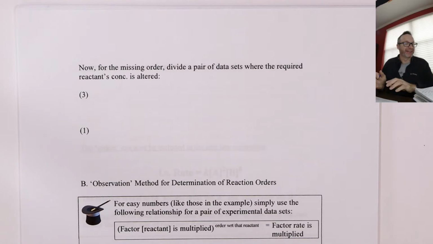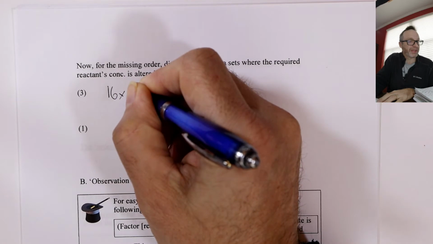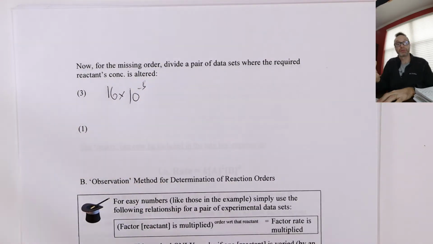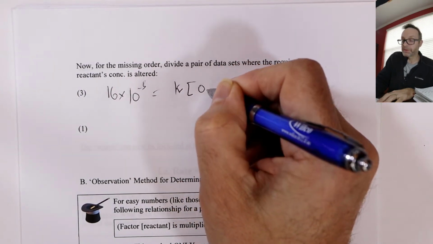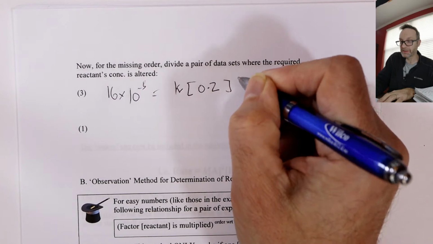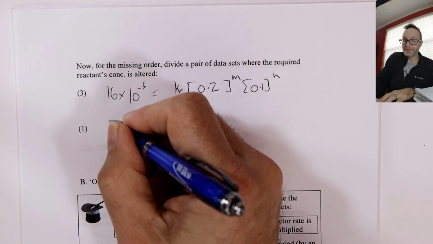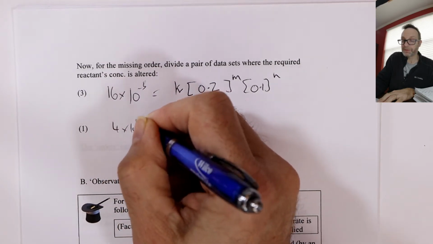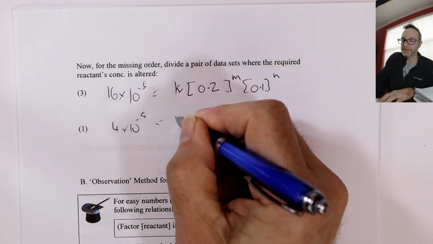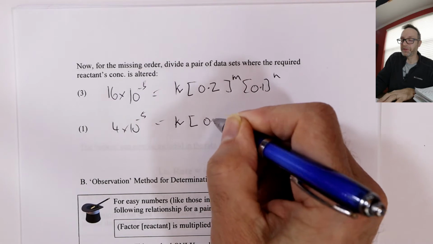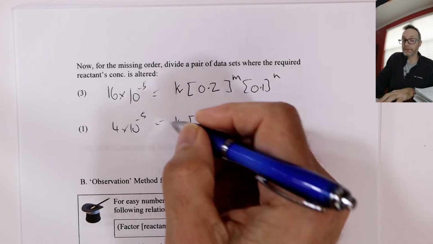You're back? All right. So 3. Now, this isn't strict scientific notation, is it? It's just 16 times 10 to the minus 5, which tells you it was 4 squared, essentially. Equals K, 0.2. We changed A that time. 0.1, here, same as before. 4 times 10 to the minus 5. I'm being a bit loose with the units here because they're all going to cancel like last time, right? But on the test, make sure you show them. 0.1, 0.1. Okay, divide them out.